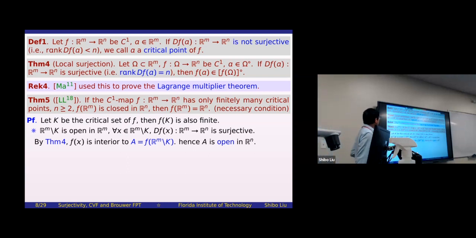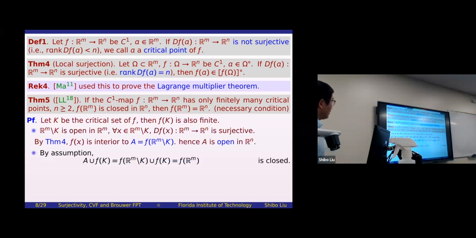Therefore, the complement of K is open. Moreover, for every point x in the complement, x is not a critical point. So df(x) must be surjective. Okay, x is not critical, so df(x) is surjective. Therefore, using this local surjection theorem, f(x) is an interior point of the image of the complement of K under f, the set we denote by A. And every point in A is of this form, f(x). In other words, every point in A is interior. So A is an open set.